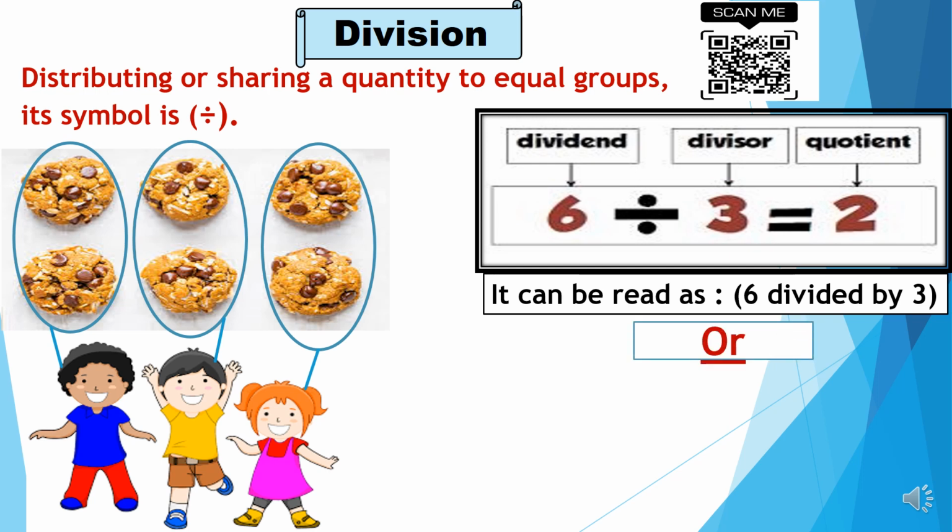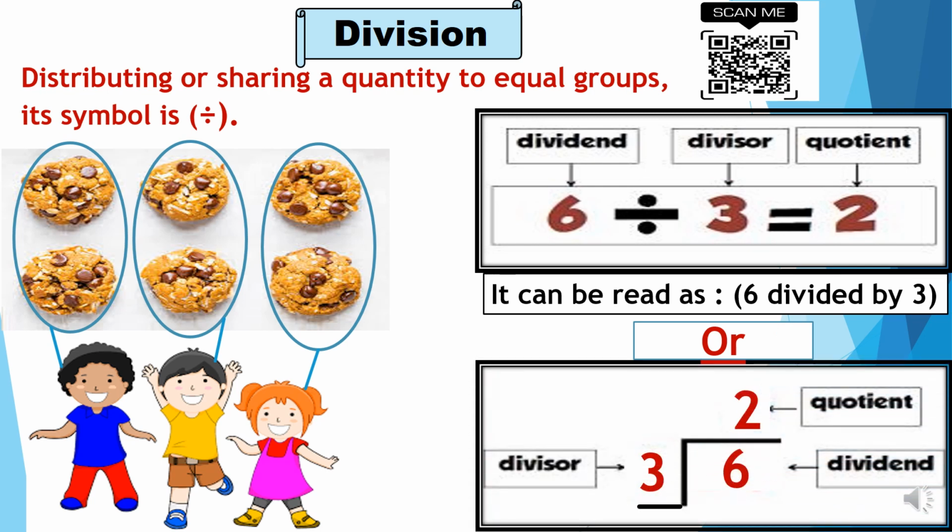We have another form to express division like this. We can write 6, the biggest number, here, and the 3 will be here, and the result, 2, will be up here. So dividend, divisor, quotient. We have 2 ways to express it, the first one or the second one.